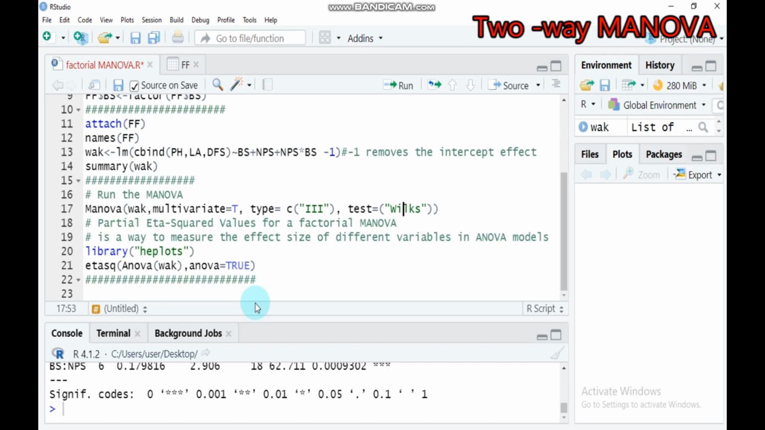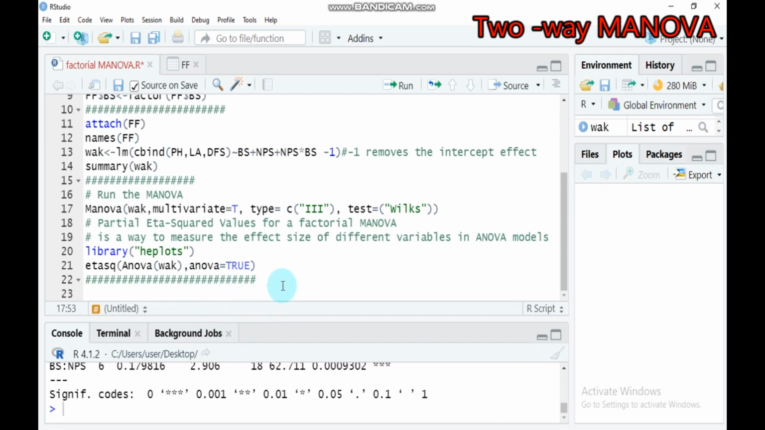So the ETA square method, or ETA estimation value, is divided into 2. The first one is the partial, and the other one is the ETA square value. The partial is recommended when we have more than one predictor variable, while the ETA squared value is recommended when we have a sole, or one, predictor variable.